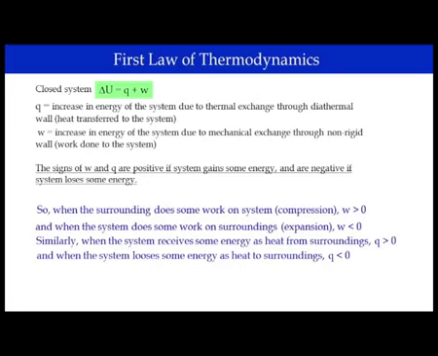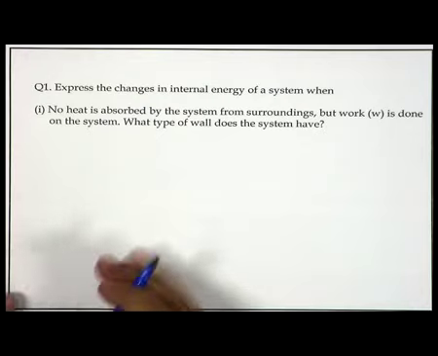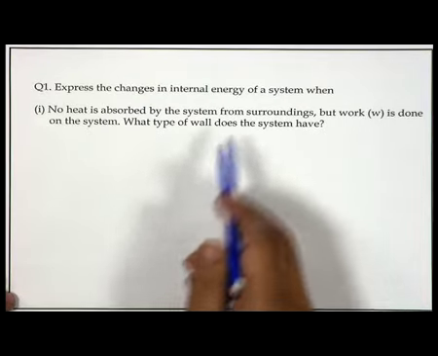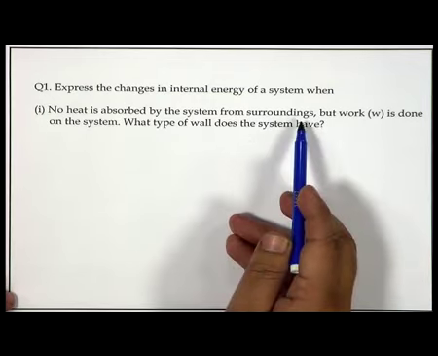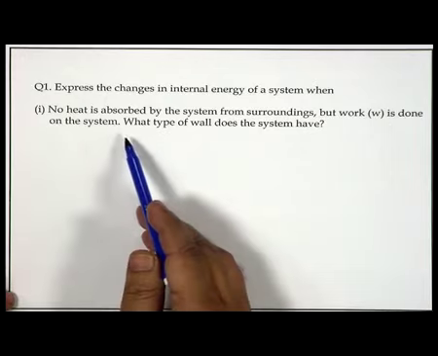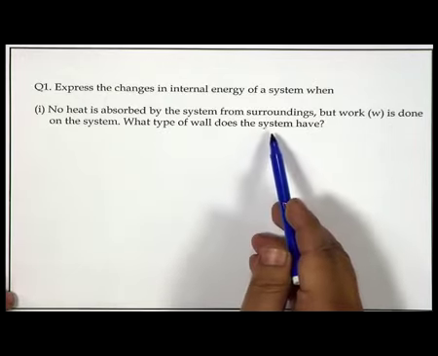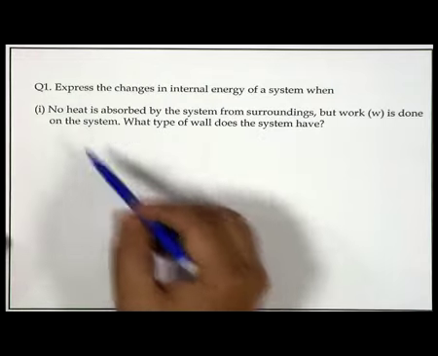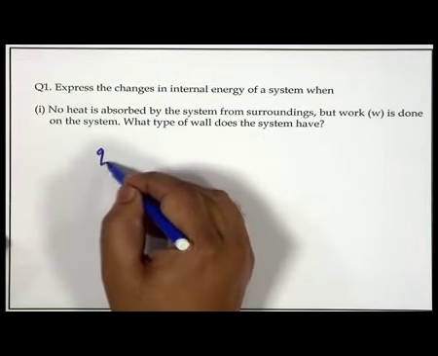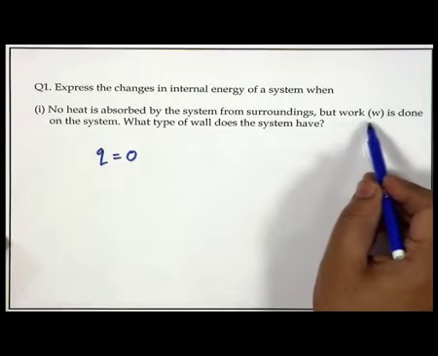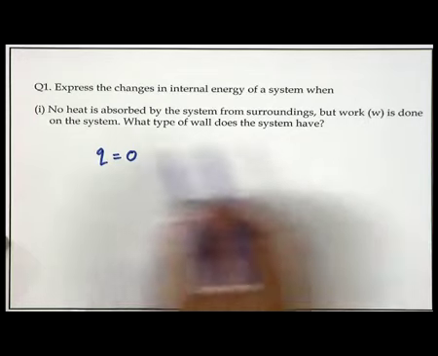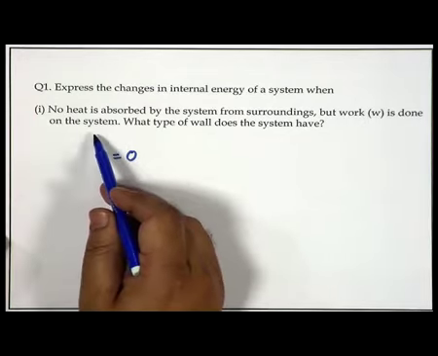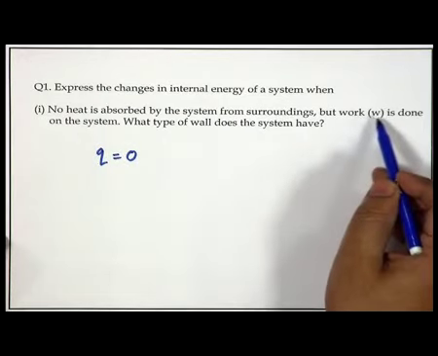So, we look at some questions which are there in your textbook. Express the change in internal energy of the system when no heat is absorbed by the system from surroundings, but work W is done on the system, and what type of wall does the system have. Now, in this case no heat is absorbed. So, Q is 0. W is the magnitude of work done on the system. That means the system gains this W amount of energy.